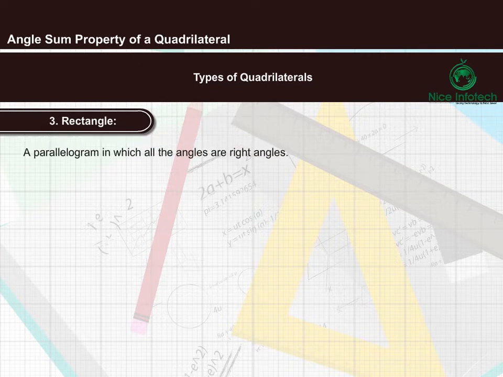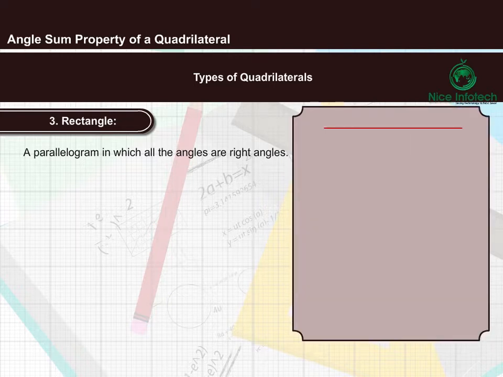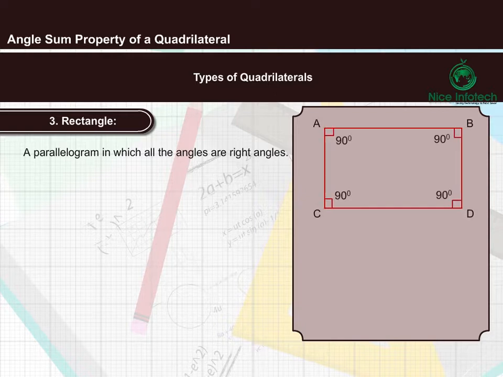Third is rectangle. It is a parallelogram in which all the angles are right angles. See figure, ABCD is a rectangle. The definition says that it is a parallelogram. Thus, it holds all the properties of parallelogram. There is only one difference, that all the angles are 90 degrees. So, angles A, B, C, D all are equal to 90 degrees.